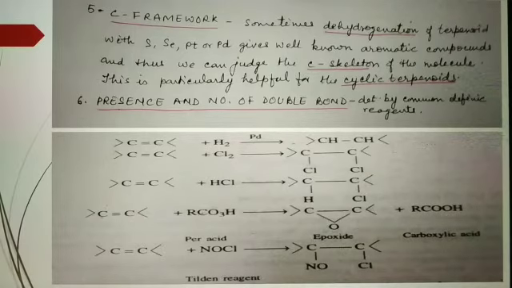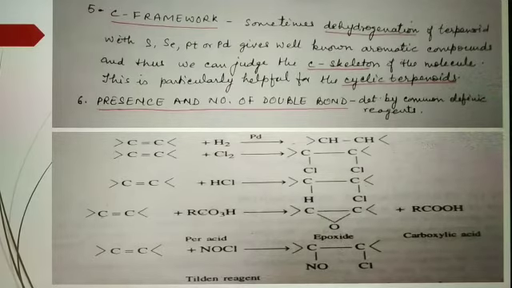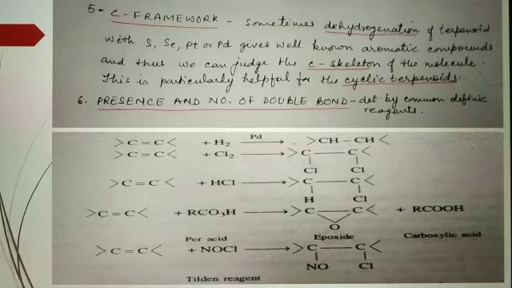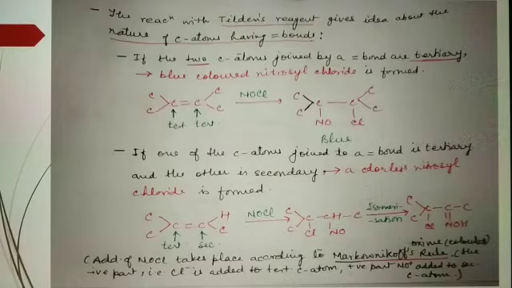On addition of peracids, as we know, we get epoxides and acid. Similarly, with Tilden's reagent, that is nitrosyl chloride, we get the particular nitrosyl addition product. This reaction, the addition of Tilden's reagent, is particularly important because it helps us to distinguish the nature of carbon atoms bonded by the double bond.